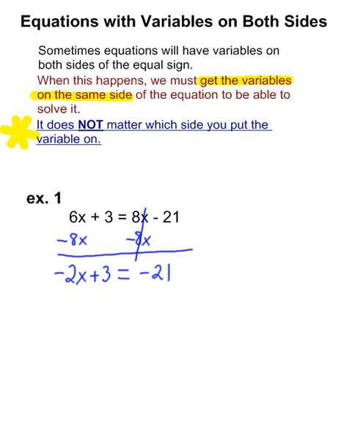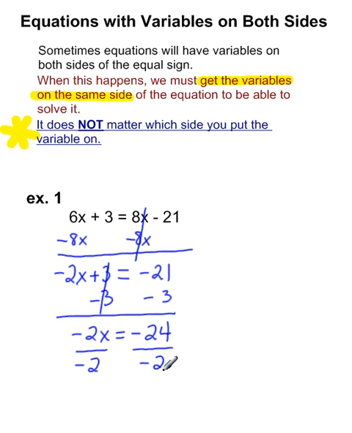After that, this is a familiar two-step equation, and so our next step will be to subtract 3 on both sides. And our 3's will disappear, leaving us with negative 2x is equal to negative 24. And to finish the one step, we're going to divide both sides by negative 2. Negative 24 divided by negative 2 is positive 12. So this one was pretty simple, nothing too difficult.